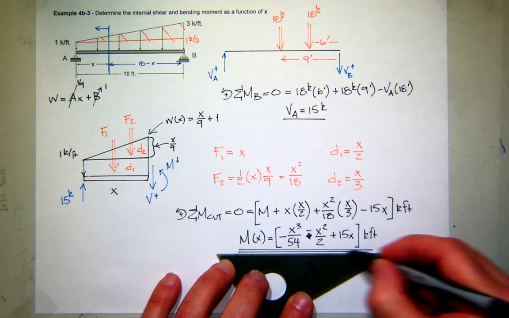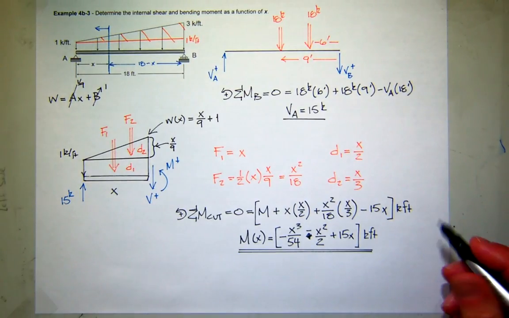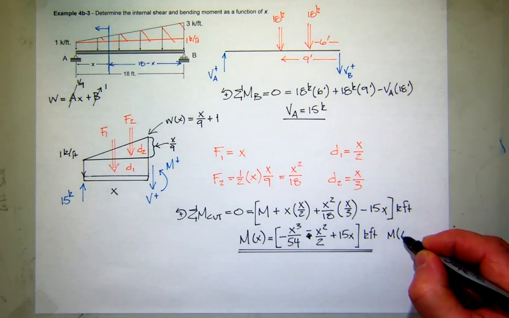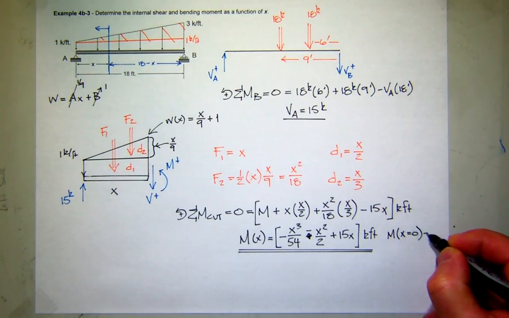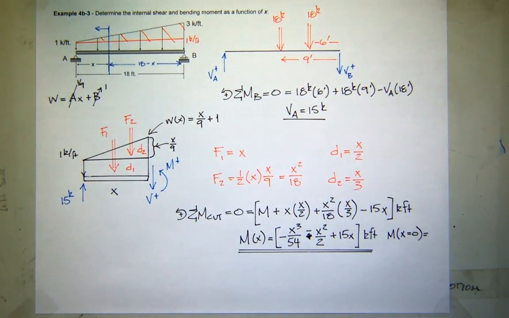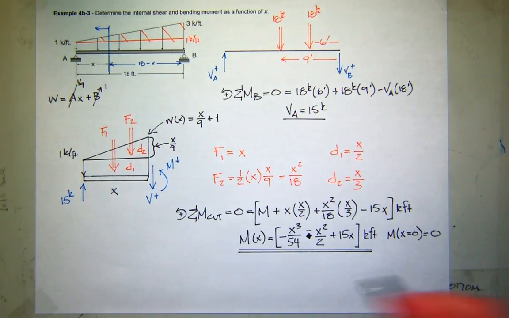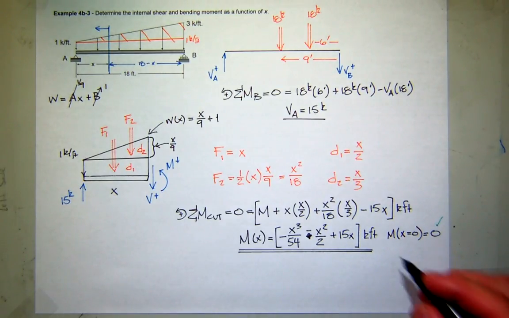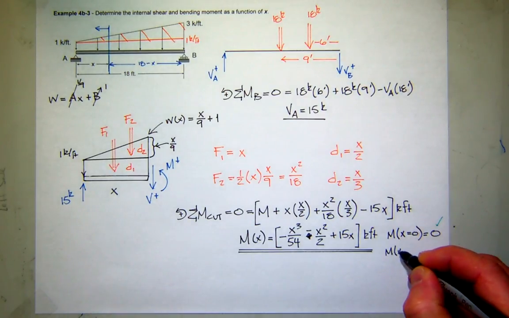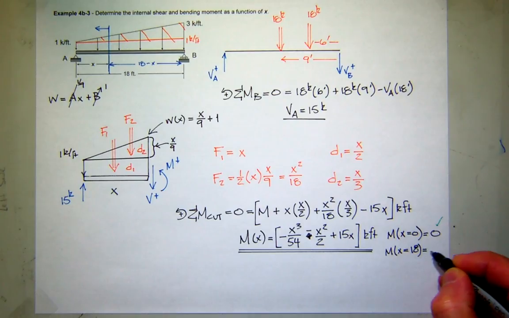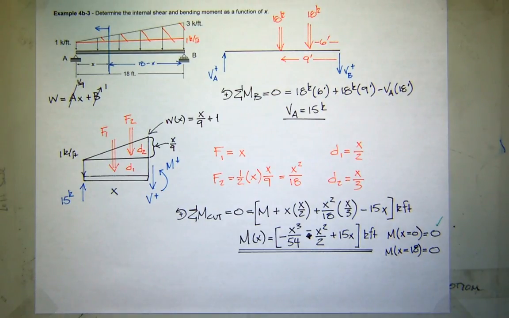Do I know the moment anywhere in this beam? Yes. Where? At x equals 0, which is A, what's the moment? What's the moment at a pin? 0. When I plug in x equals 0, does this equation give me 0? It does. What about at B? Should be 0, so somebody check this and see that if you put in x equal 18, do you in fact get 0?